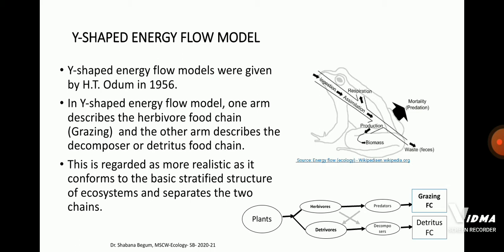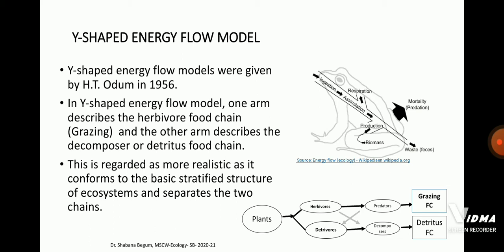There are different energy flow models, one of them being the Y-shaped energy flow model, which was given by H.T. Odum in the year 1956. In this model, one arm describes the herbivorous food chain, that is the grazing food chain, and the other arm describes the decomposers or detritus food chain.